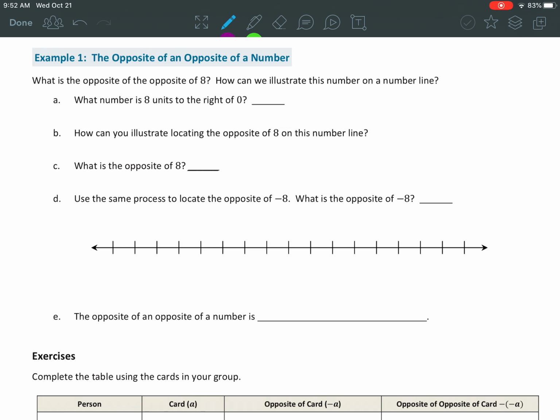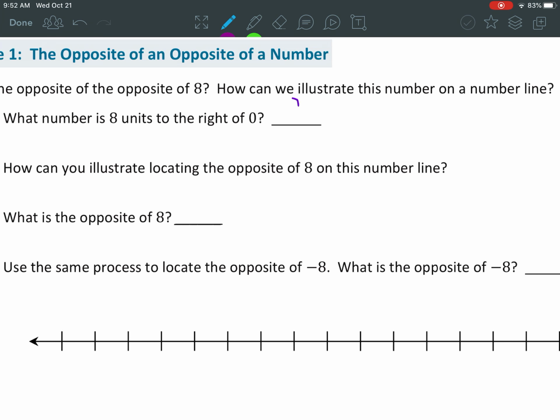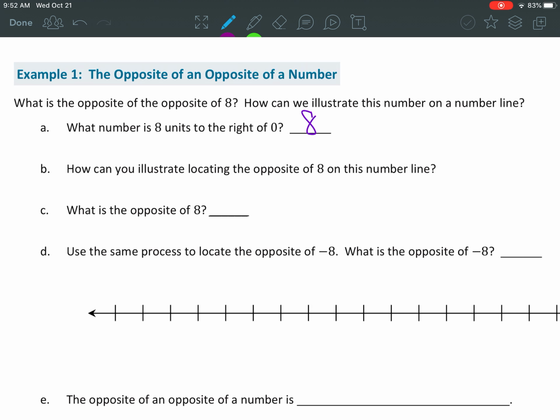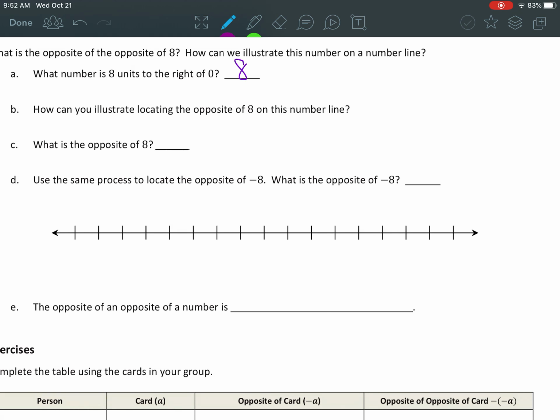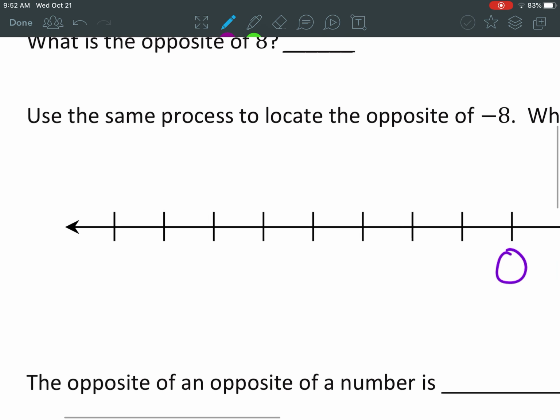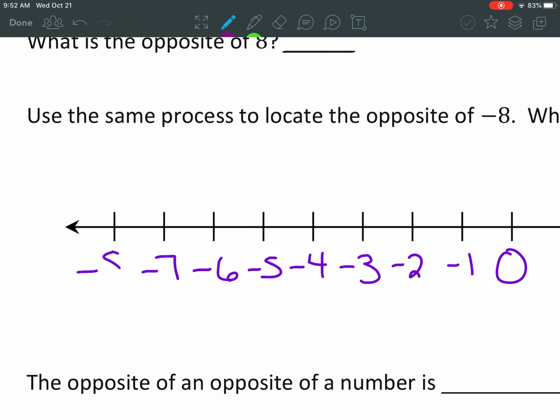What number is 8 units to the right of 0? 8. How can you illustrate locating the number 8 on this number line? So we have 1, 2, 3, 4, 5, 6, 7, 8, 9, 10, 11, 12, 13, 14, 15, 16, 17. So I was right, 9 is our middle. That'll be our 0, and we'll count by 1s. Counting by 1s the other way would be -1, -2, -3, -4, -5, -6, -7, -8.